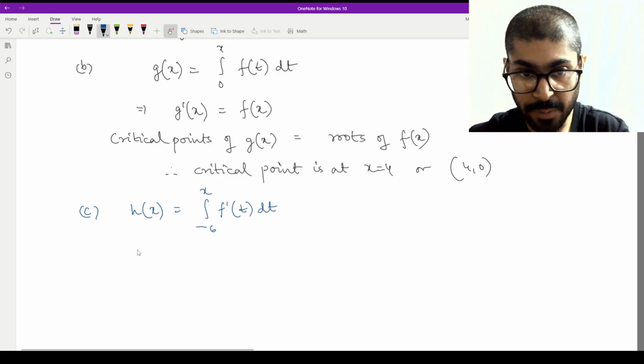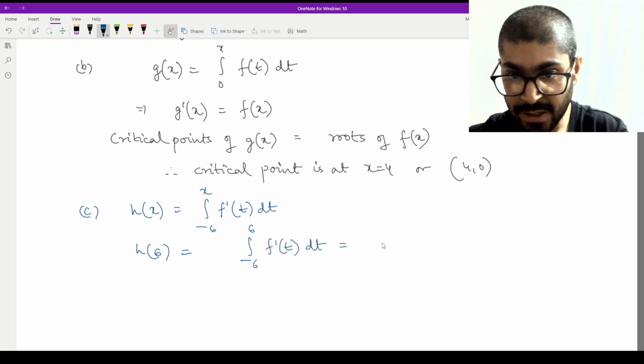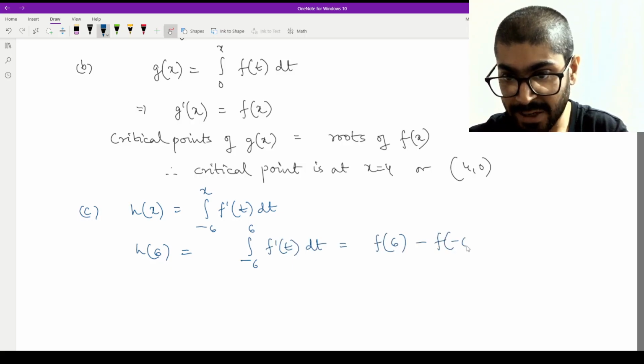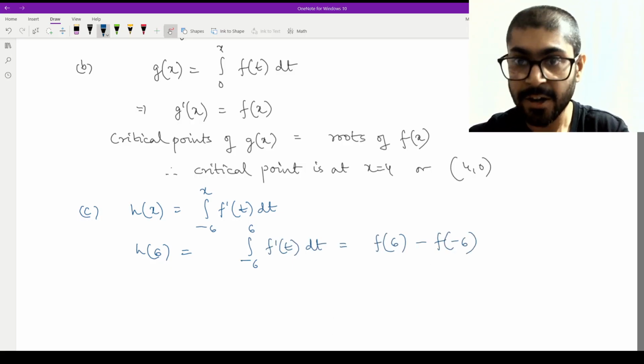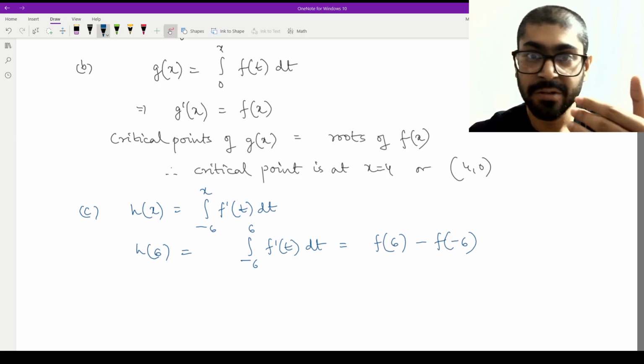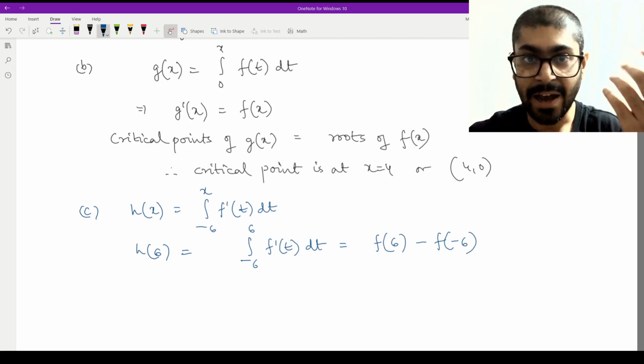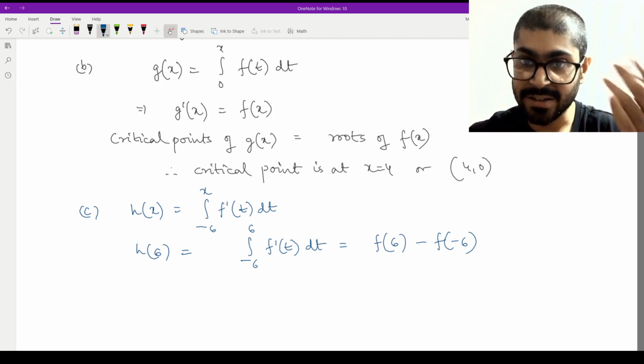So h6 would be the integral from minus 6 to 6 of f dash t dt, which is basically f6 minus f of minus 6, right? That is how integrations are done. f dash t dt is integrated to be f(t), and it is to be evaluated at 6 and minus 6.